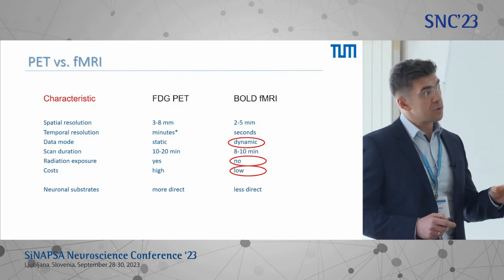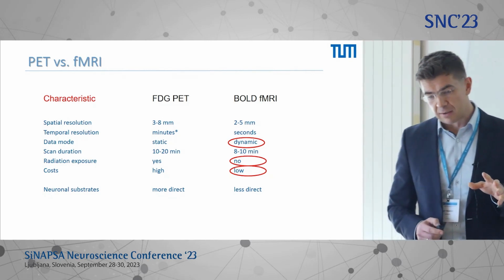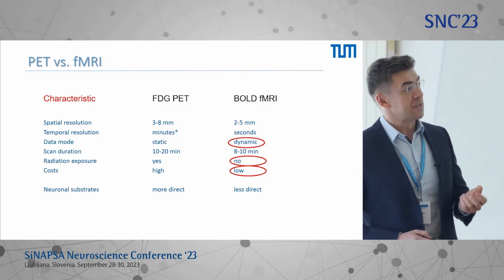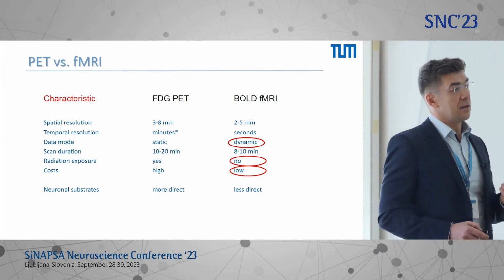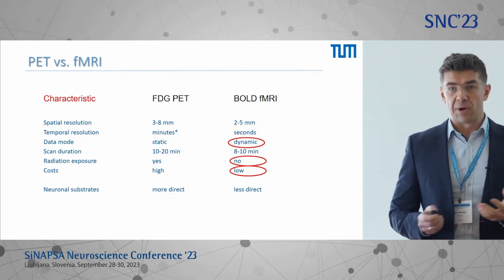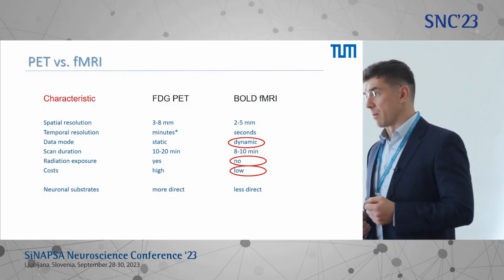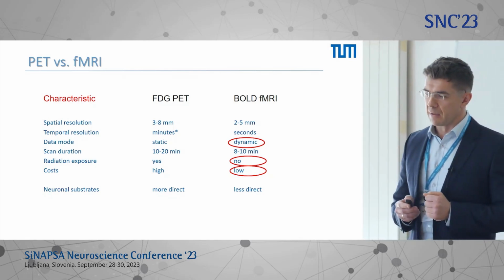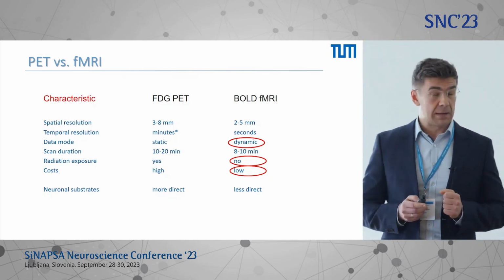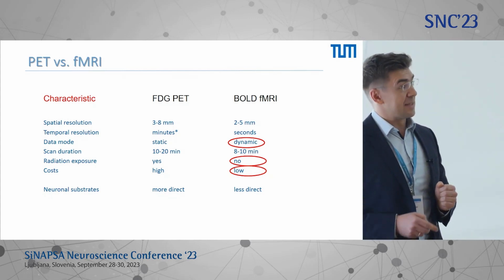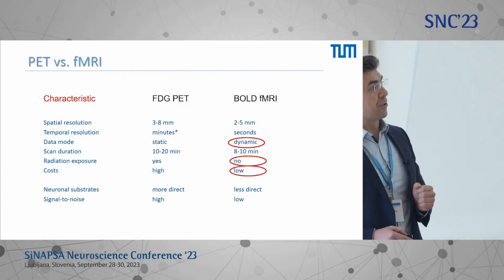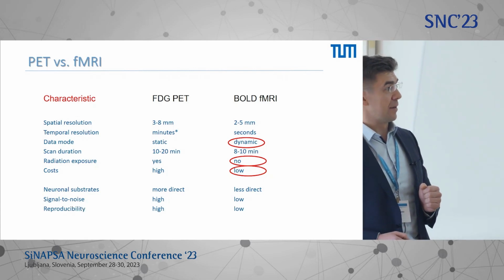FDG PET is closer to real neural activity, so it measures in a more direct way, I would say, as compared to BOLD fMRI, where we deal with a surrogate of cerebral blood flow, cerebral blood volume, and cerebral rate of oxygen metabolism. So it's a less direct measure, and signal-to-noise ratio is higher for PET than for BOLD fMRI.